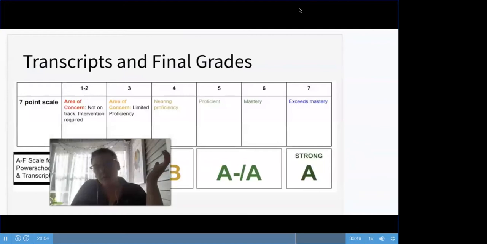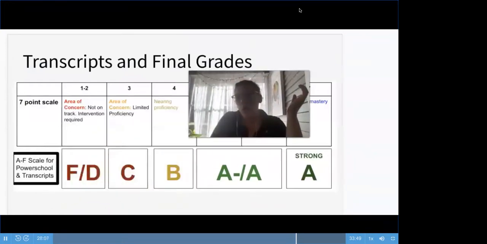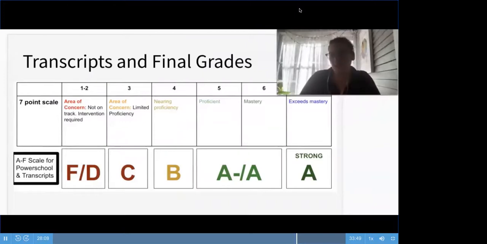So students might be wondering, what does my transcript look like, or the final grade at the end of the cycle? And we will put those grades in there so that colleges and universities and families get another sort of view of what it looks like. You can see that the 1s and 2s correlate to Fs and Ds. 3 correlates with C. 4s, mostly 4s, correlate to Bs. 5s and 6s are your A minus, A range. And then the 7 is like your really strong A, your A pluses.